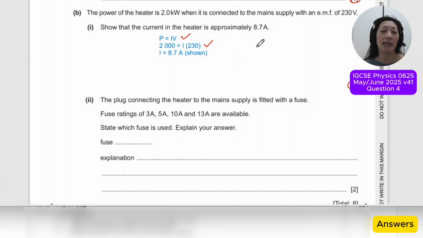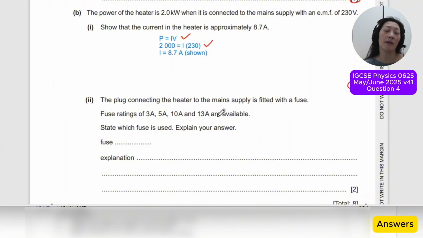Because the heater needs 8.7 ampere, obviously, you cannot select a fuse that is lower than 8.7 ampere because the fuse wire will melt. So if you use 3 or 5 ampere, the fuse will melt before the current can even be supplied to the heater. So that means available options are 10 ampere or 13 ampere.